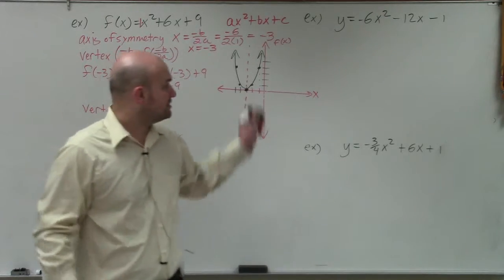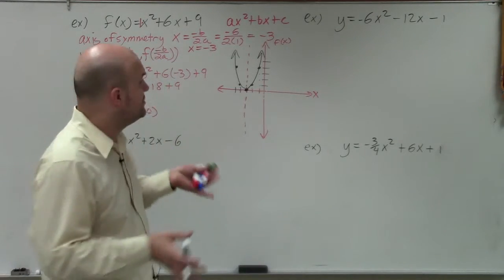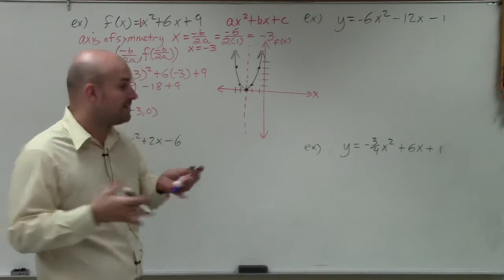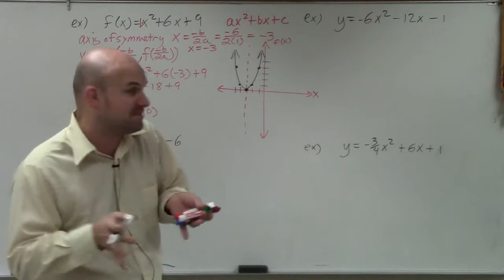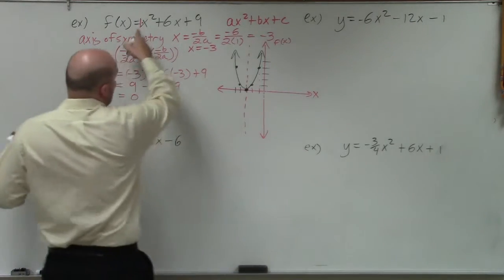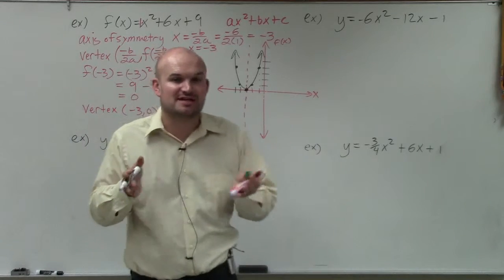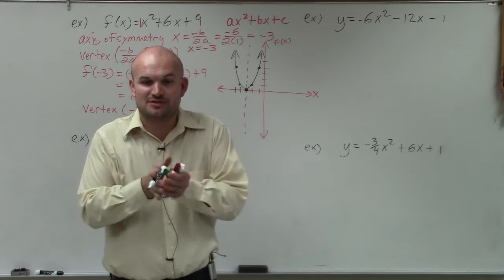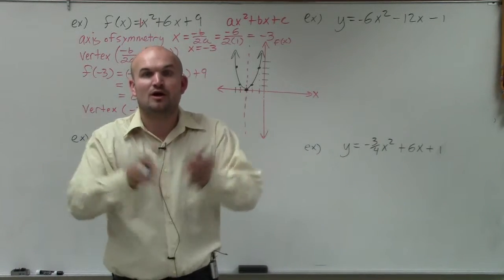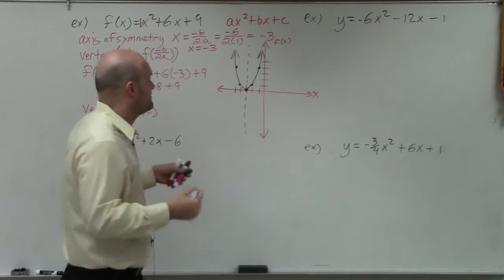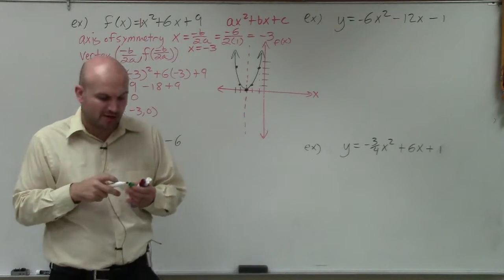OK? Now, what I'll do for the other ones, though, is rather than using the compression and the stretching, I'm going to actually use a table of values to help me plot the graph. But this one, since a is equal to 1, I remembered back to my vertex form, there's no stretching or compressing. So it's over 1, up 1, over 2, up 4, over 3, up 9. And I got those values from the original table of the parent graph.